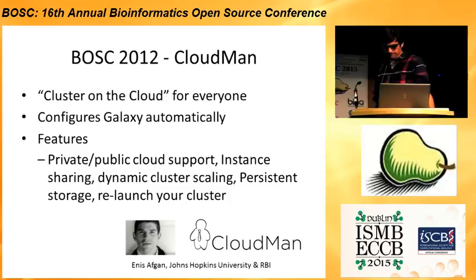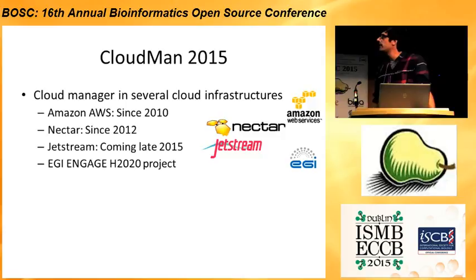And also the improvements of CloudMan. It's really amazing what he did the last years. CloudMan is now used in many cloud infrastructures. I said it's used in the Amazon Web Services, also in the Australian Research Cloud Nectar since 2012. There is also a big project coming up in the US called the Jetstream Cloud, and CloudMan is used there as well. And he's also involved in a H2020 project with CloudMan. So really amazing what he's doing with that.